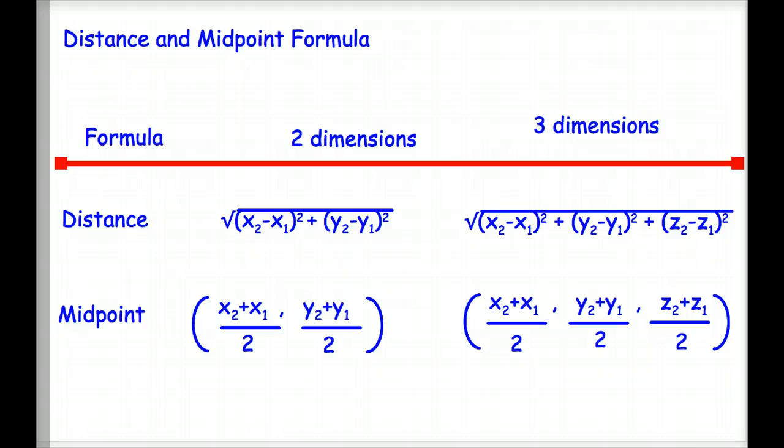On the screen you will see both formulas, the distance and the midpoint, for the two-dimensional and three-dimensional system. And if you look at them, you can see that they're pretty much identical, except that in three dimensions, we have to incorporate the z-axis. So we have this extra part on the end of the distance formula, and we have this little extra part on the end of the midpoint formula.